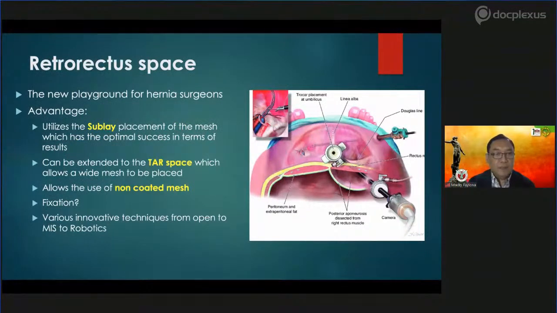Just to mention, the retrorectus space, that's actually the new playground now for the hernia surgeons, and the advantage of it is, of course, the sublay placement of the mesh. This retrorectus space can be extended further to the TAR space if you need a wider mesh. And it also has the advantage of using a non-coated mesh, which makes it less expensive. Now, since this is a confined space, some surgeons actually opt not to put any fixation, which plays a role as well in terms of abdominal pain after surgery. And playing around in this space actually brought about innovative techniques from open to MIS to robotics. And we now have this alphabet soup of different types of repair using the retrorectus space.